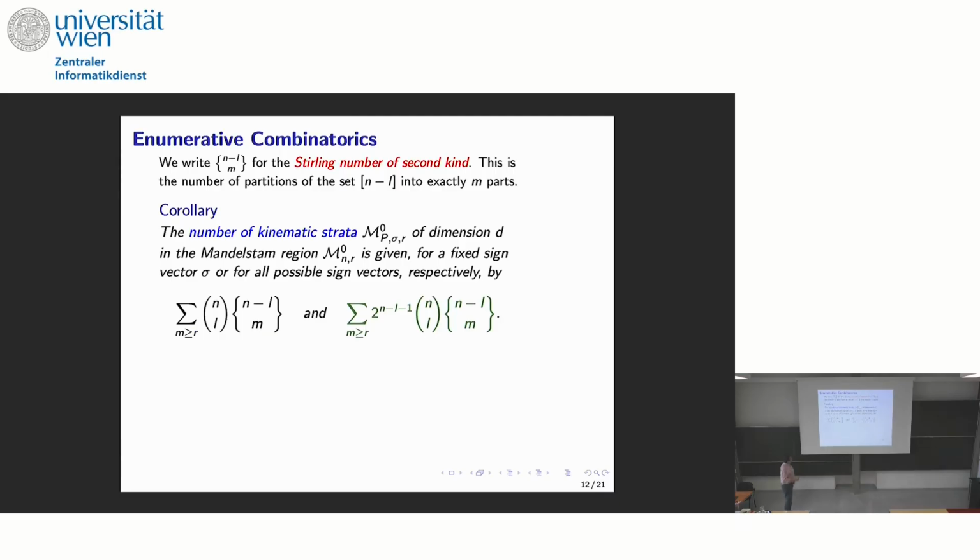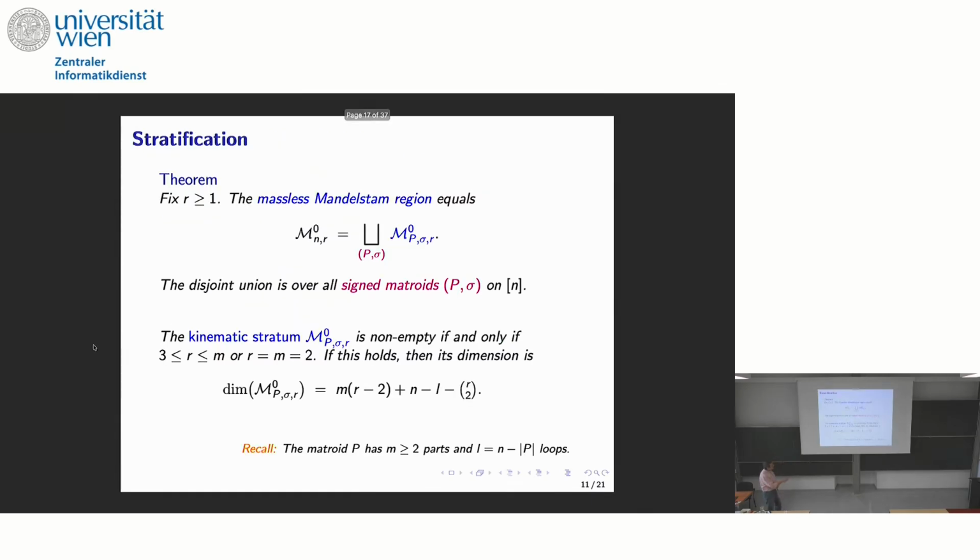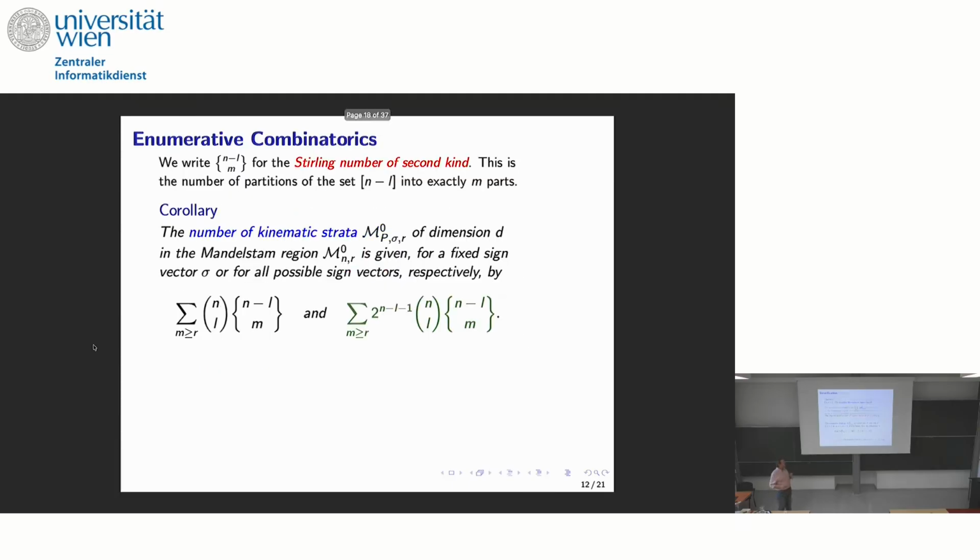Okay, but before we get to topology, let's do a little bit of combinatorics, a little bit of the numeric. So here I said, what are these strata? I have these kinematic strata, and I told you which ones are non-empty and what the dimension is. So now I'd like to tell you how many strata there are.